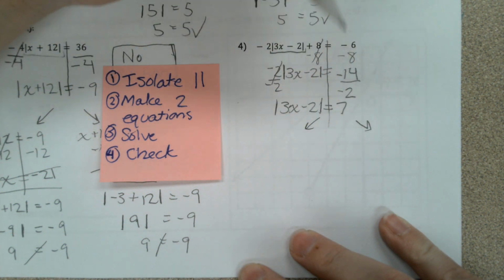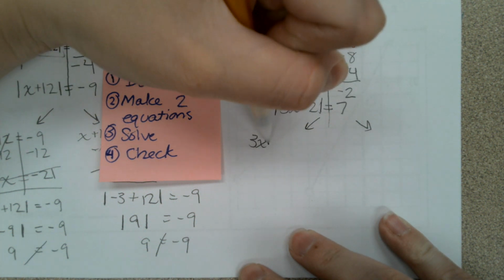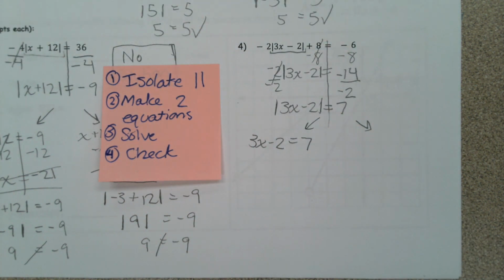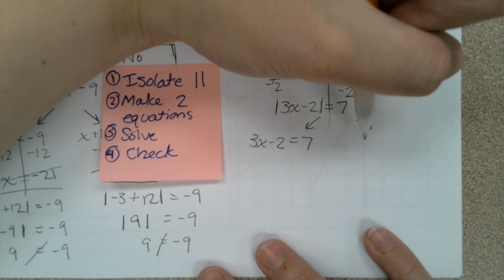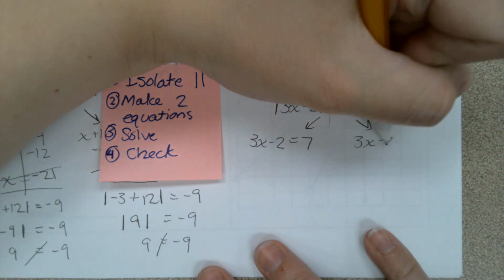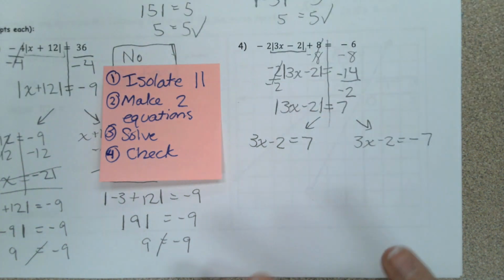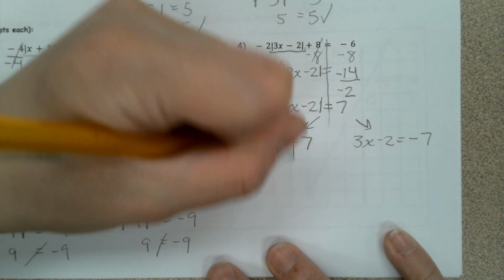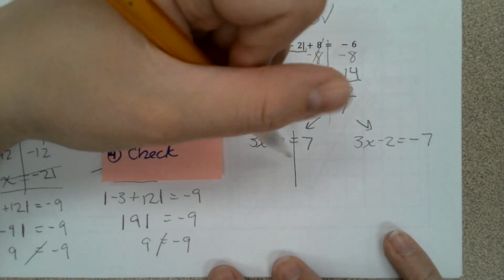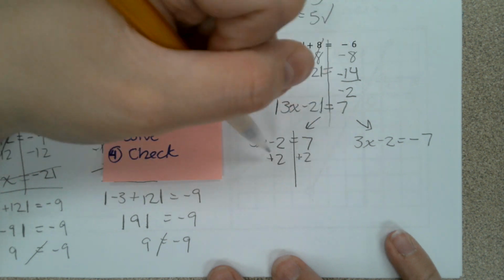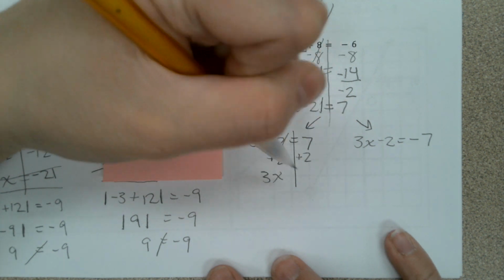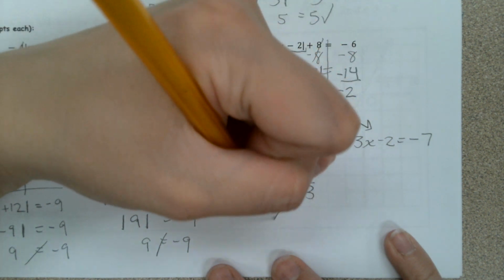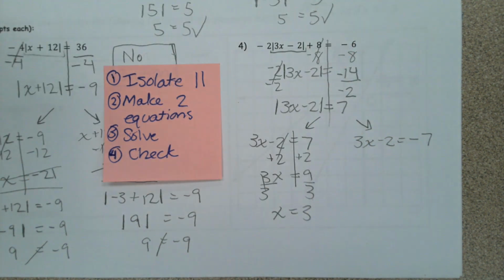First one I've written just the same. 3x minus 2 equals 7. And 3x minus 2 equals negative 7. Change the sign on it. Now I solve. Solving for x, I add 2 to both sides. 3x equals 9. Divide off the 3. x equals 3.